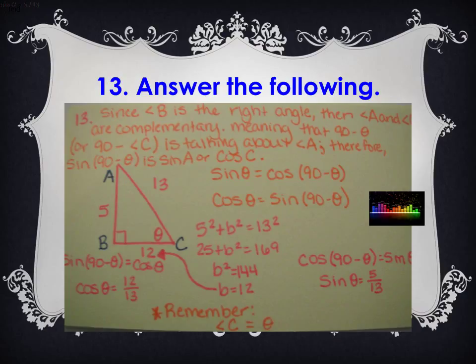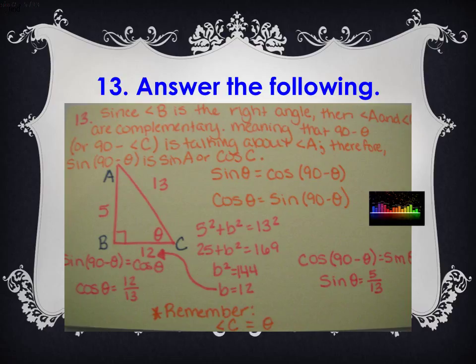The first thing to do in this problem is draw your right angle. Label the angles A, B, and C, and then label what we know. We know that the hypotenuse is 13 and the opposite side of theta is 5. Since angle B is the right angle, then angle A and angle C are complementary. Remember that angle C is equal to theta. This means that 90 minus theta, or 90 minus angle C, is talking about angle A. Therefore, sine of 90 minus theta is sine A, or cosine C.